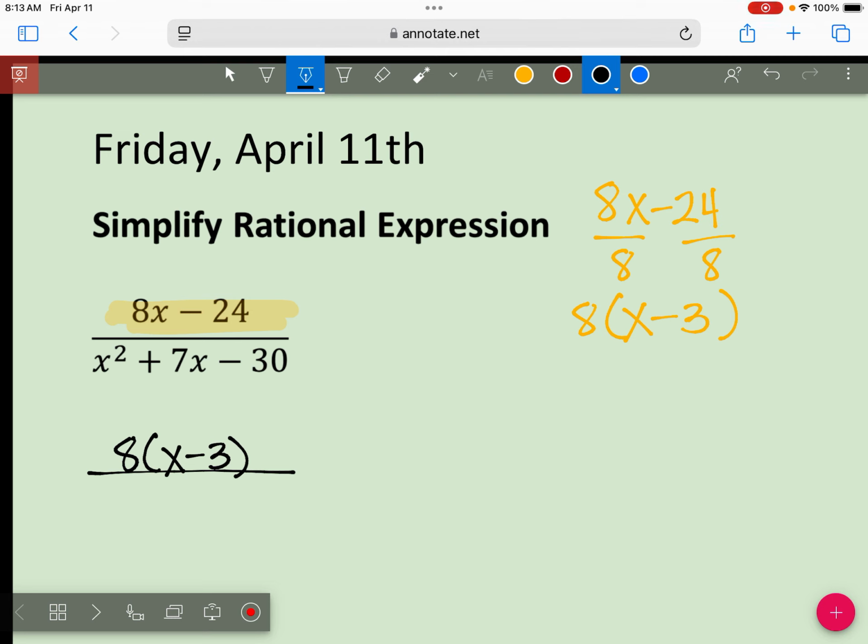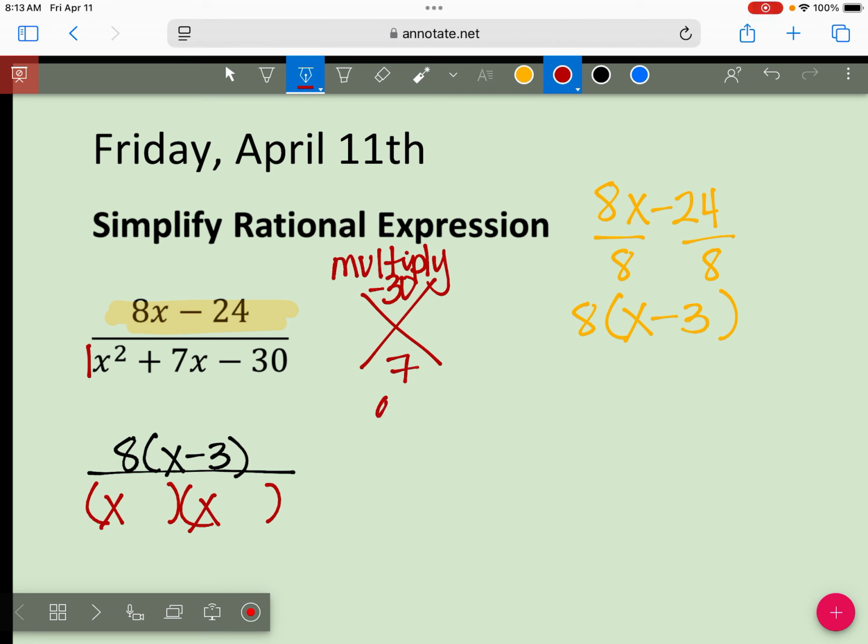Now, fortunately for us, a is 1 in my denominator, so we don't need to make a box. Make your 2 parentheses, put an x in front of both. We need to find 2 numbers that multiply to give you negative 30 and add to a positive 7.